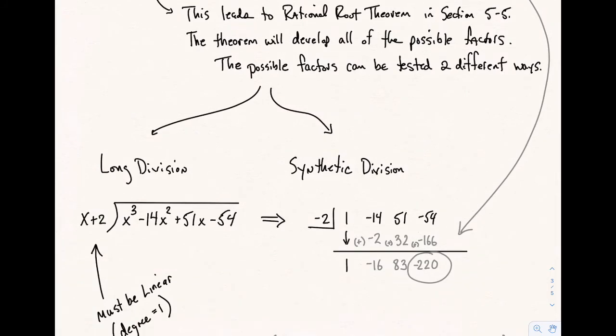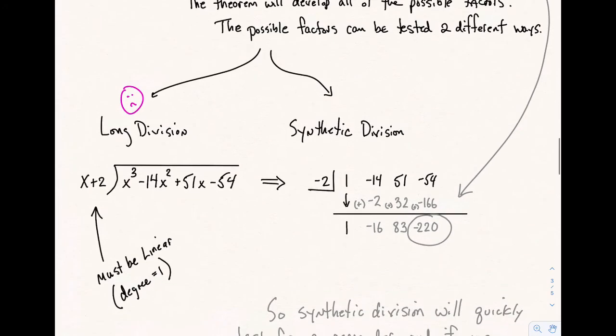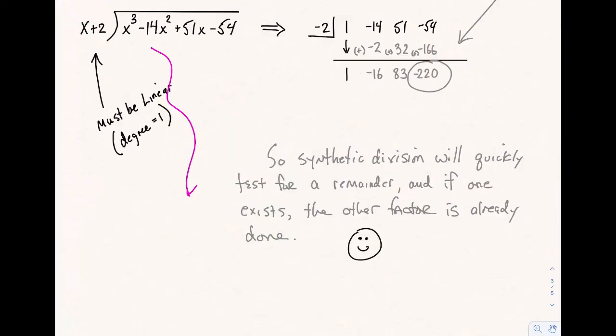And the faster way is not long division, although long division does work. Long division is really slow, and it gets us into synthetic division. We kind of already went through the synthetic division. Long division takes long. It's a lot of writing. There's a lot of pitfalls. Synthetic division is something that lots of us can do without even a calculator or with minimal calculating. So synthetic division will not only quickly test for a remainder, but if one exists, the other factor is already done, right? Here's the other factor in this problem.